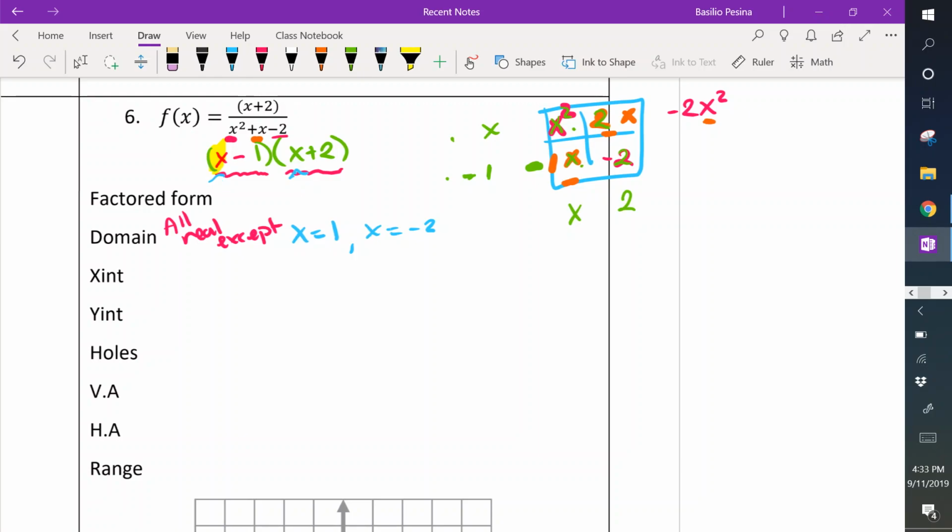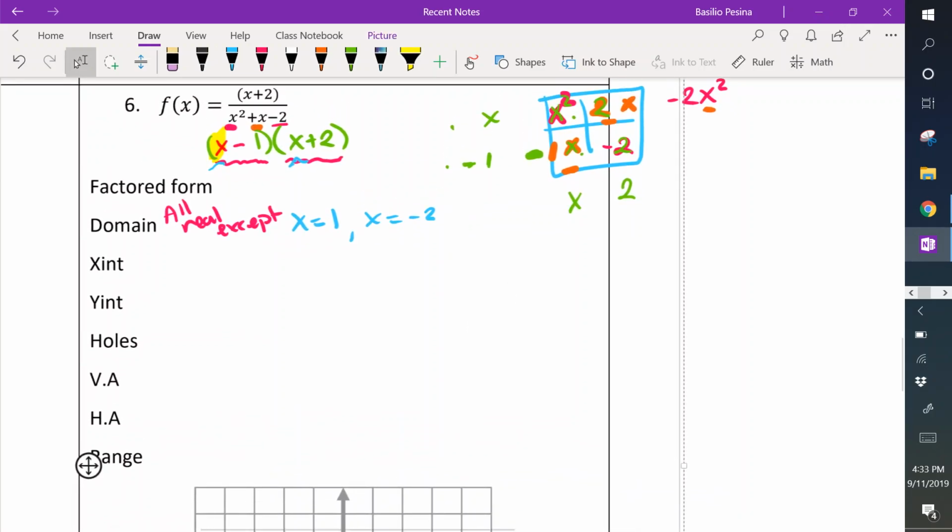Okay, now that I know I can be any number in the world except x equals 1 and x equals negative 2, I'm going to decide, are these vertical asymptotes? That's a discontinuity in my domain. And holes, that's also a discontinuity in my domain. Well, according to our notes, in order for it to be a hole, the same factor has to be in the numerator and the denominator. So let's check our factors. In my numerator, I got x plus 2, and in the denominator, I got x plus 2. So can we see that they are the same factor?